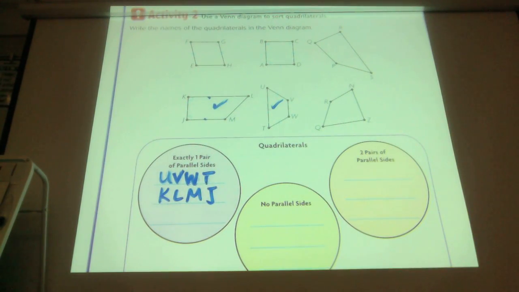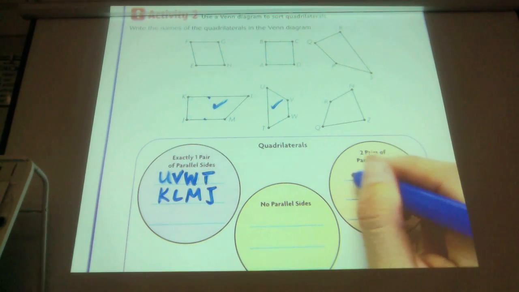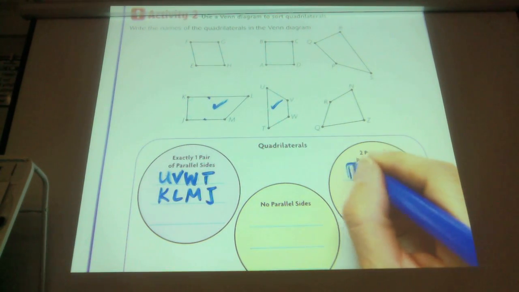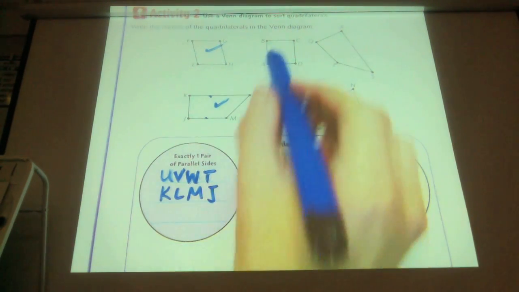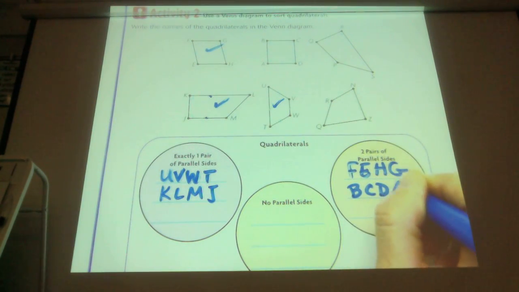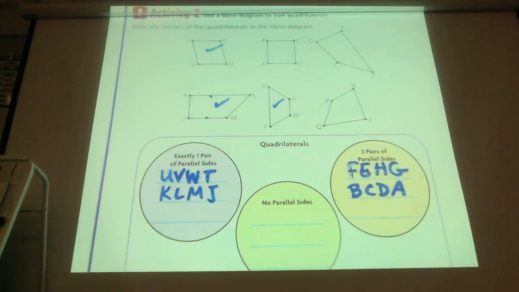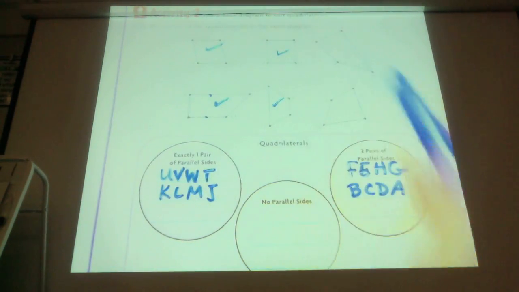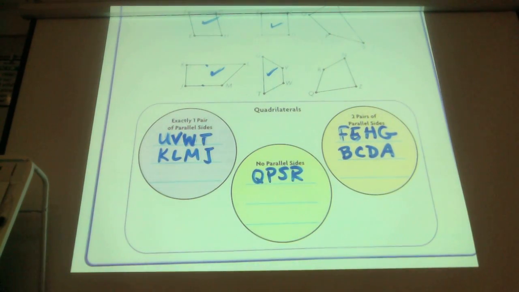Okay. Now I want you to look for quadrilaterals that have two pairs of parallel lines. Christine. F, E, H, G. B, C, D, A. Can you explain what was the mistake? He crossed A to C. Yeah, you were crossing across the middle. You can't cross across the middle. Okay. The last one says no parallel sides, and we've already established that this one does not have any parallel sides.